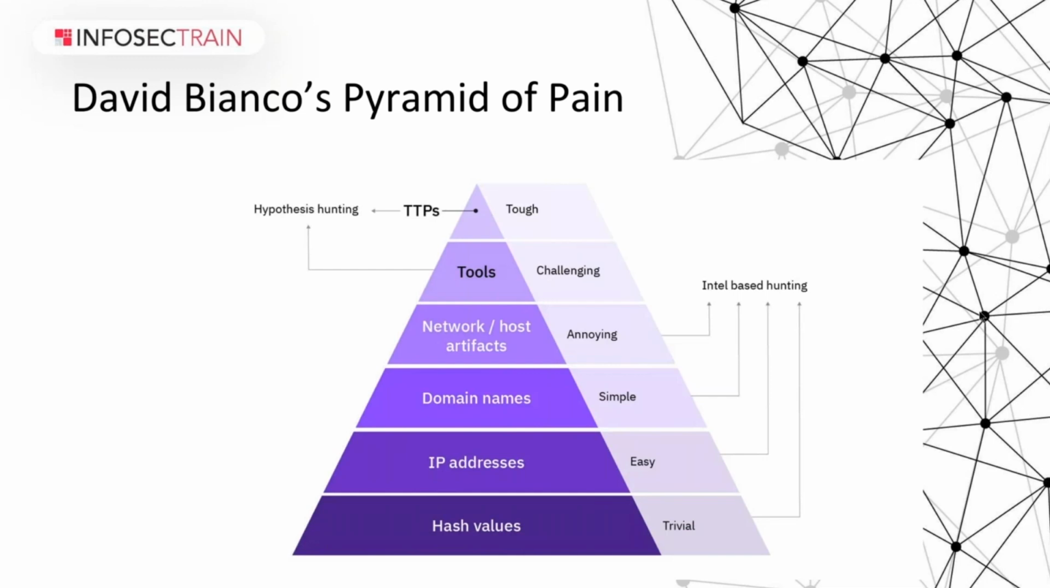Now, above that comes the tactics, techniques, and procedure level. There is one common thing in the points which I discussed so far. The level of duration in order to escape these steps is increasing as we go higher. Hash values, IP addresses, domain names, right? These will take minutes to hours to change. Host artifacts and tools take close to days or months. But when it comes to TTPs, tactics, techniques, and procedures, it's close to impossible.